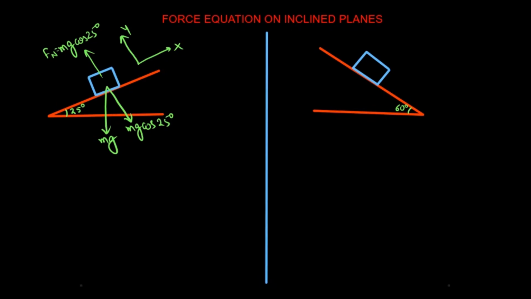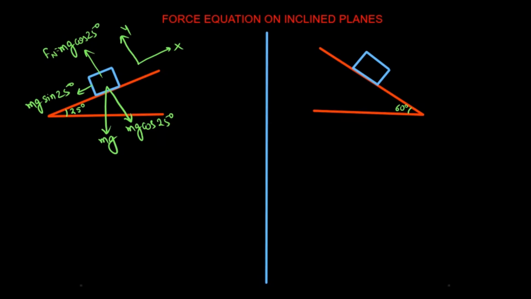Other component of mg would be mg sin theta, and it will act in the downward direction because mg always acts downwards. It won't act in this direction because this is going up, so that won't be a component of mg. It would be mg sin 25 degrees going this way.